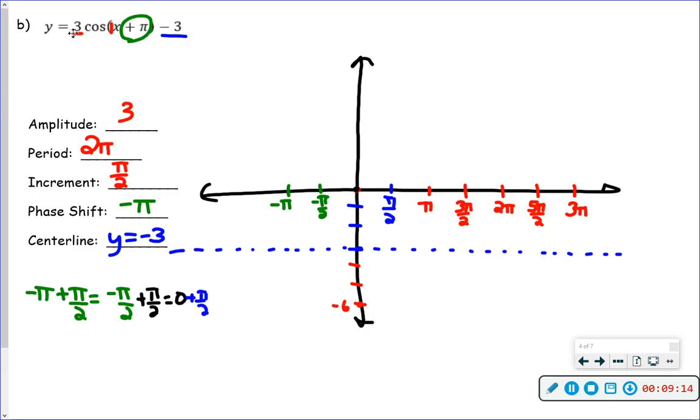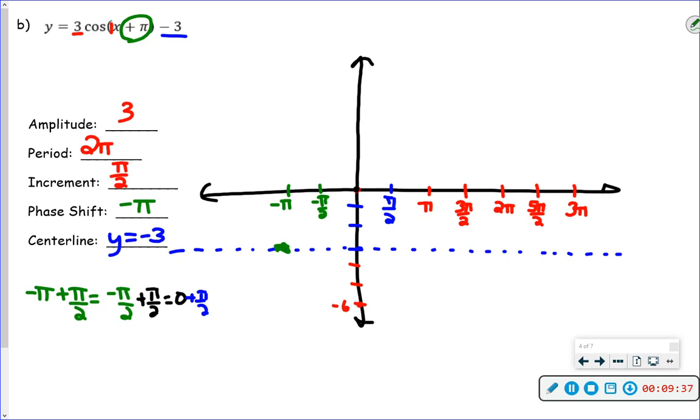Now, the key is, 1, it's a cosine curve. 2, our starting point. So remember, we have these phase shifts. We went to the left, negative pi. We also have the vertical shift of down to negative 3. So think of this little starred point as your new 0, 0. Left to negative pi, down to negative 3.